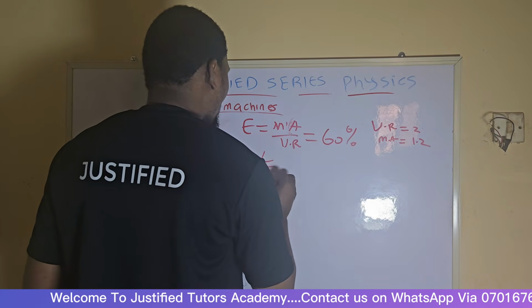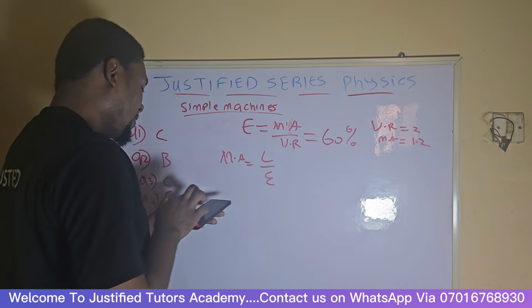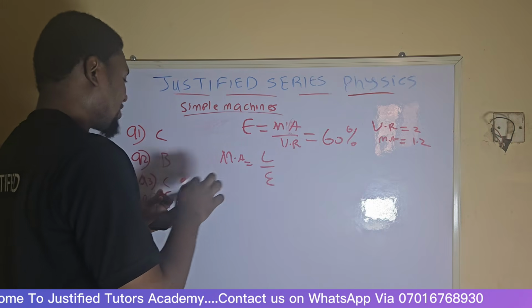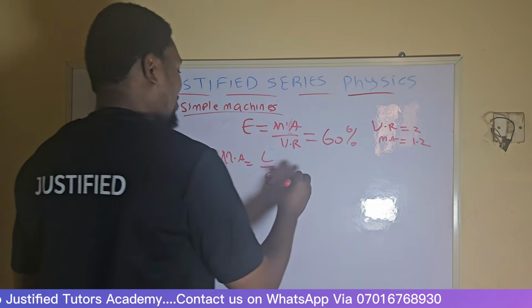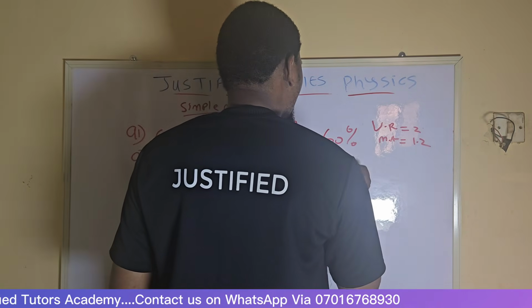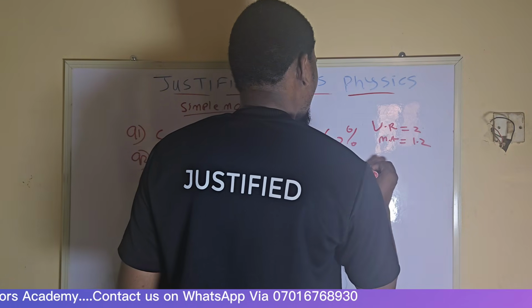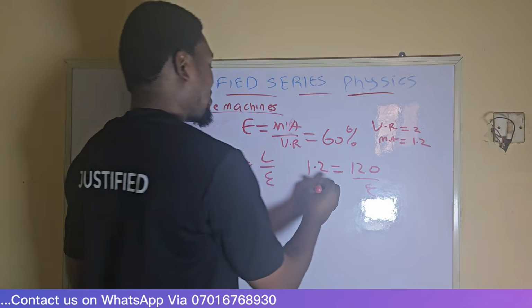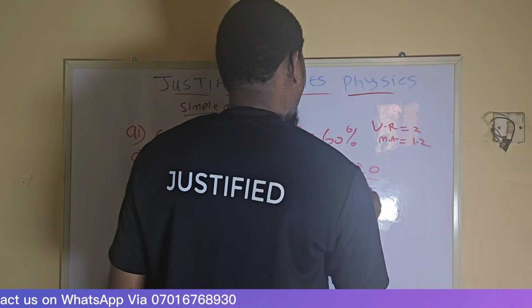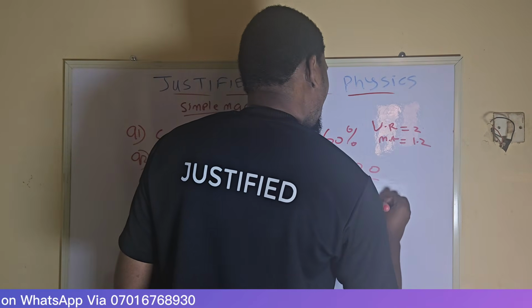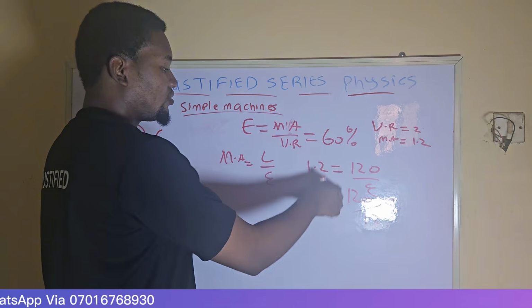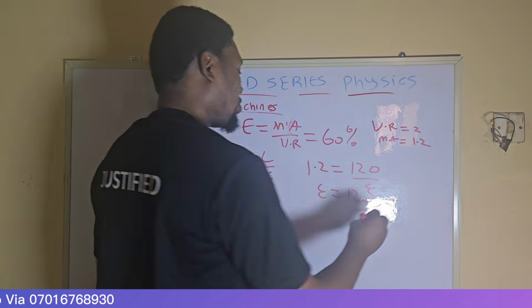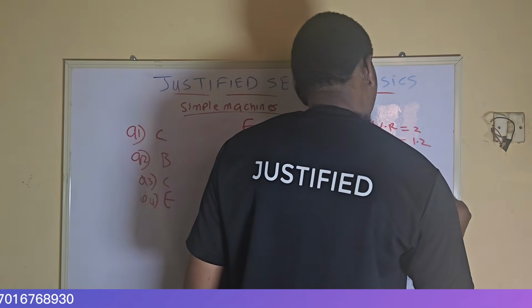Given that our MA formula is load over effort, and our load in the question was given as 120 Newton, we have 1.2 equals 120 Newton over the effort. Make effort the subject of the formula. Effort is equal to 120 over 1.2, which gives us 100 Newton.